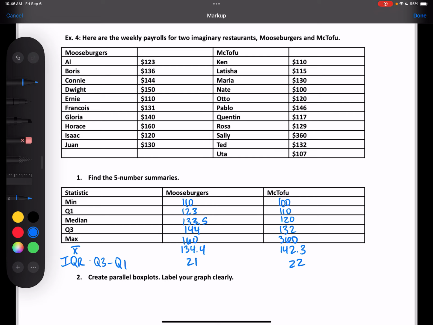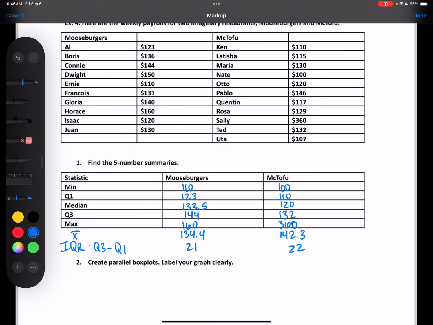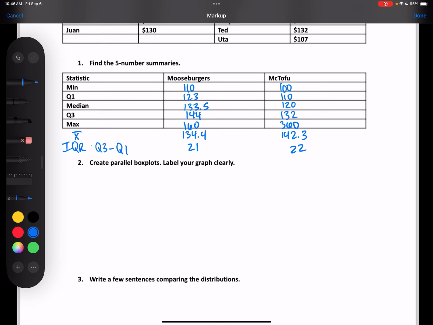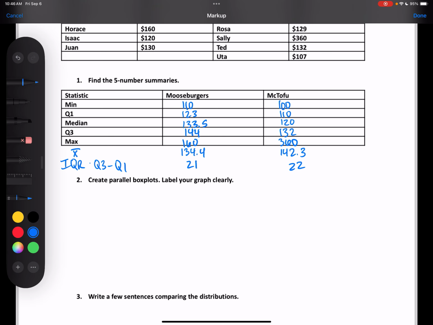Now, right off the bat, what do you notice about these numbers as a whole, our two 5-number summaries? They're kind of close. They have almost the same IQR. But McTofu has a way bigger max, right? What do we think that might be? An outlier, right? It's pretty drastic. So we just need to be aware of that.